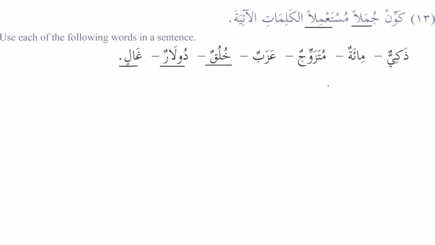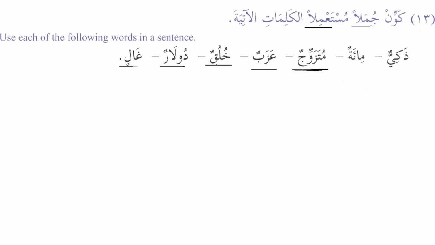Now it's up to you to write down as many sentences as you can. For example, you want to say, I am intelligent. So you will say, ana dhakiyun. And if you are feminine, you will say, ana dhakiyatun. And similarly, indi miyatu dularin. And if you are married, you can say ana mutazawijun. And if you are not married, you will say ana azabun.